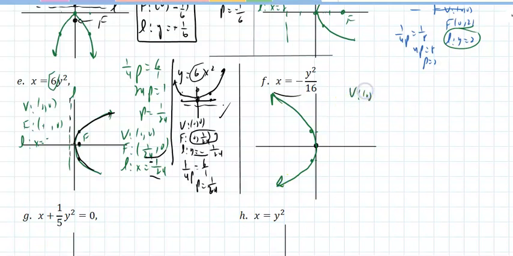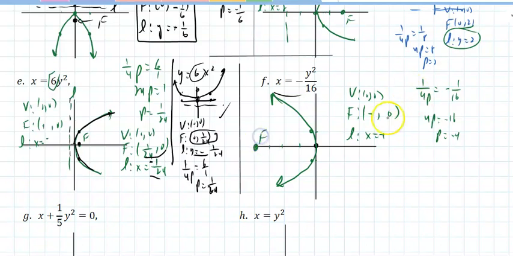The vertex is at 0, 0. I know the focus is at negative some value, 0. And I know that the directrix is x equals some positive value. I'll take 1 over 4p and set it equal to negative 1 over 16. 4p equals negative 16. P equals negative 4. The fact that p is negative tells you it opens to the left. We already know that. 1, 2, 3, 4. There's the focus. That's at negative 4. And 1, 2, 3, 4. X equals 4. Those are the points you need to label. There's your line. There's your focus.